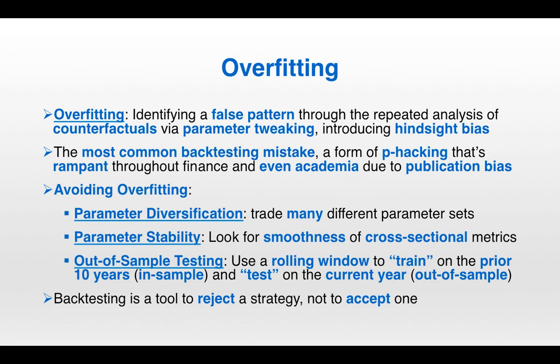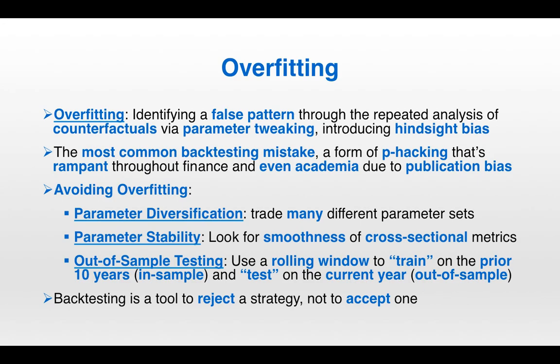And finally, the most surefire way to avoid overfitting is to do out-of-sample testing. This means using a rolling window to train on the prior 10 years, the in-sample period, and then test on the current year, the out-of-sample period. And you do this for every year throughout the backtest. When we're analyzing how a strategy performs over a backtest, we're not concerned at all about the in-sample period. We're only looking at the performance over the out-of-sample period.